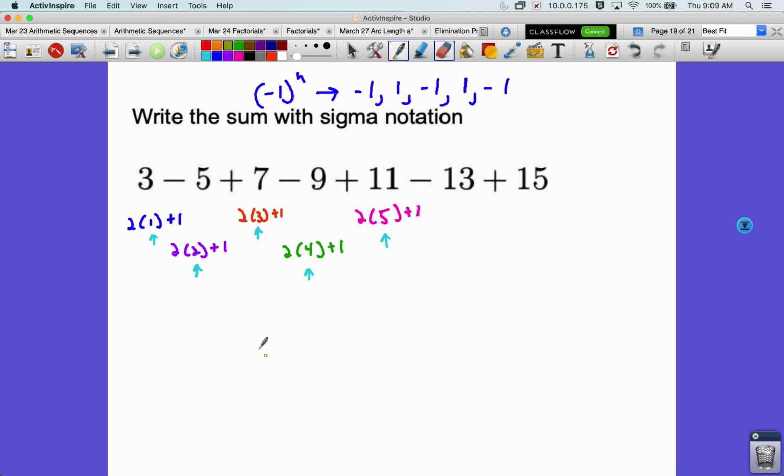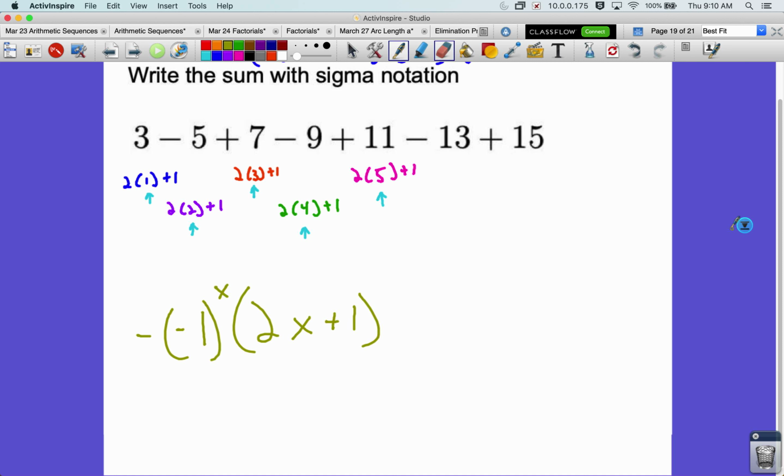So I definitely want 2x plus 1 to be part of my sum. And now I just have to get that alternating behavior. So I'll do -1 to the power of n. But I better make it x, because I'm using x as my variable. Except it would start us with a negative, because when x is 1, I would get a -3 here. So I need to put an extra negative in front there.